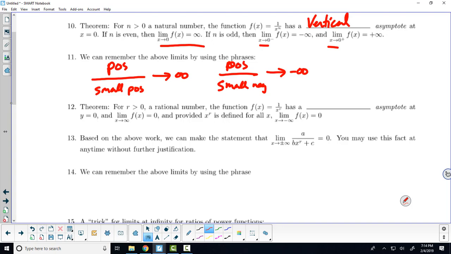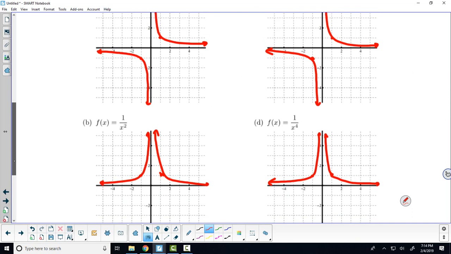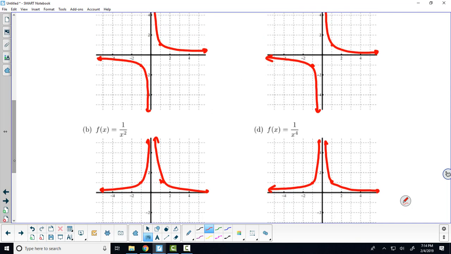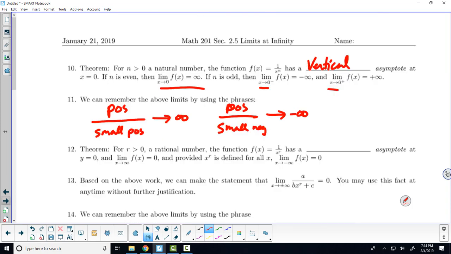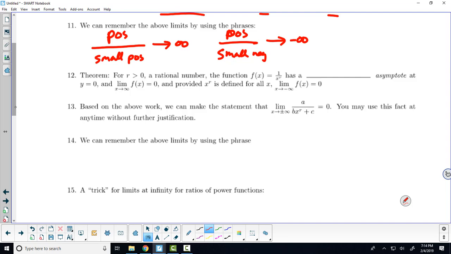Okay. Now, if we go back to that set of graphs, these also had horizontal asymptotes, long-term behavior. And in all of these cases, we had a horizontal asymptote where? Y equals 0. So we can summarize that by saying, if we have 1 over x to some power, then there is a horizontal asymptote at y equals 0.